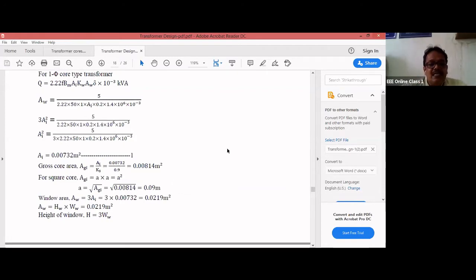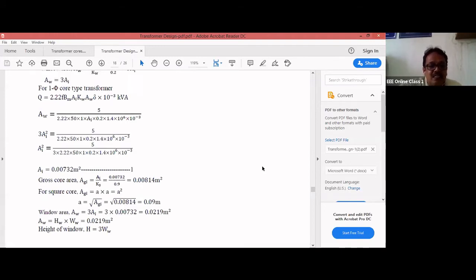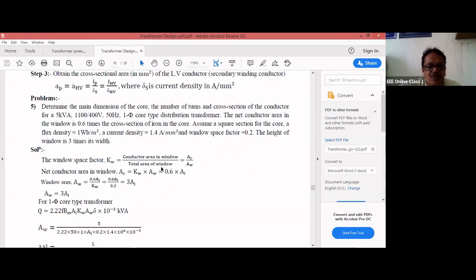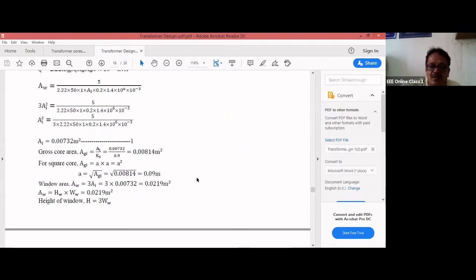Once you calculate AGA, since it is a square core, your width and depth will be the same. So AGA is equal to A square. A is equal to square root of AGA. Put the AGA value. Then what you get here? The cross section of the core A is equal to 0.09. Means width and depth both will be the same, 0.09 meters. This will be the first answer, to find out the dimension of the core. So A is equal to 0.09.